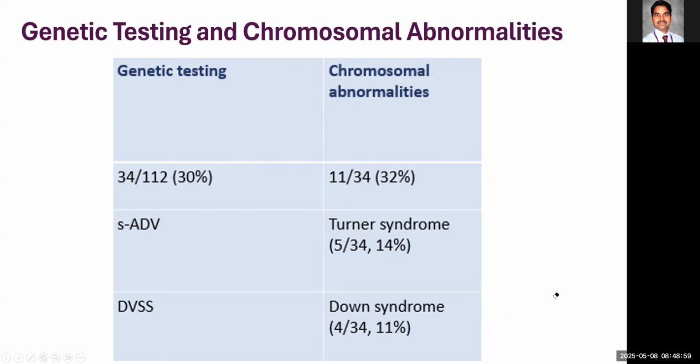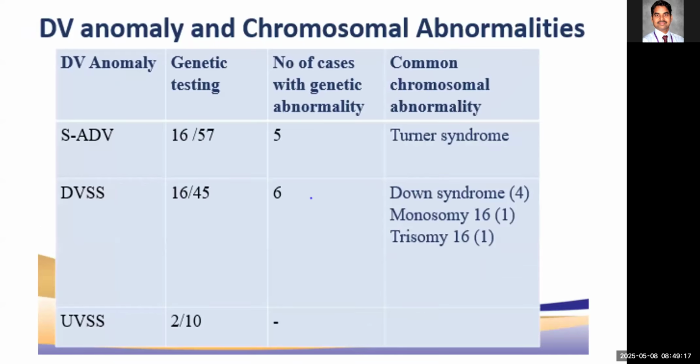So here what we are seeing is this big data is not being reflected in their series. So there's something new we can tell the world. Yes. There was no chromosomal abnormality seen in DVSS.